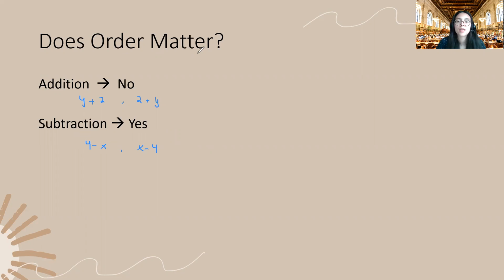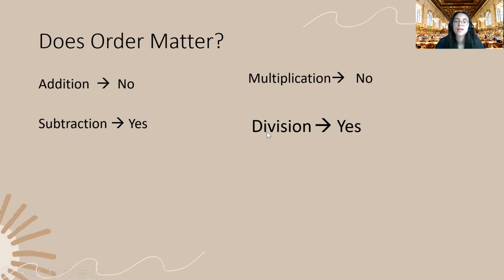Okay, so let's continue. Now I want you to think about multiplication. Would order matter in multiplication if we multiplied 4 times 2 versus 2 times 4, or 1 times 0, 0 times 1? Does order matter in multiplication? And the answer to that is no, order does not matter. What about division? If we were to divide 4 by 2, is that the same thing as 2 divided by 4? And the answer to that is that yes, order does matter in division, and it matters a whole lot.